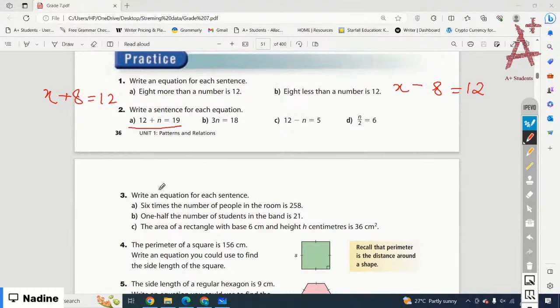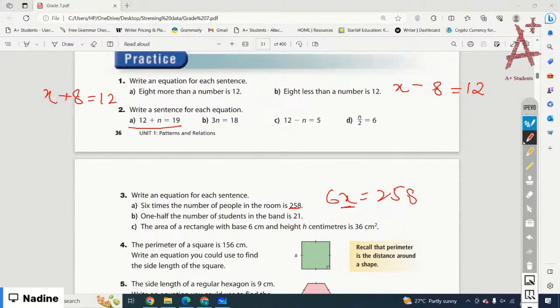Okay, let's start with question number 3. Write an equation for each sentence. You have to write the equation. 6 times the number of people in the room is 258. 6 times the number of people. You don't know the number of people. Times means you have to multiply. So it would be 6x equals 258, where x is the number of people in the room.